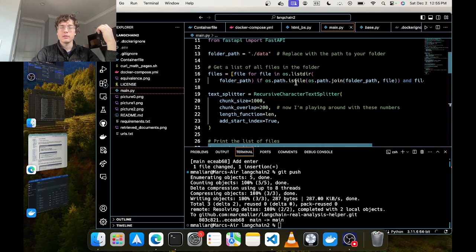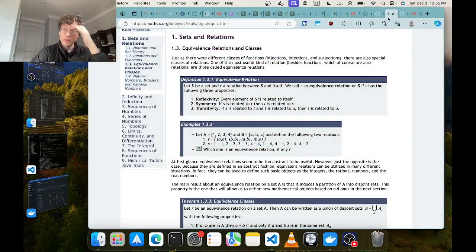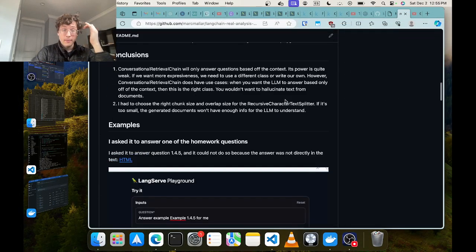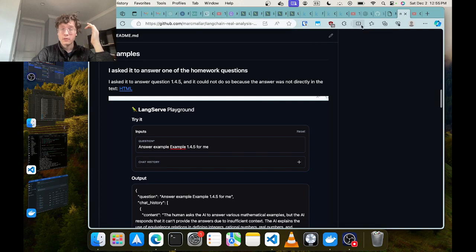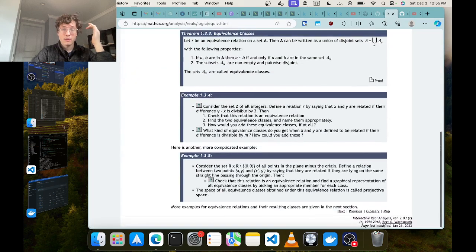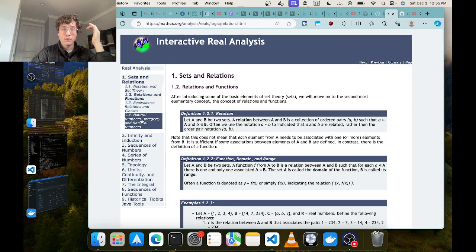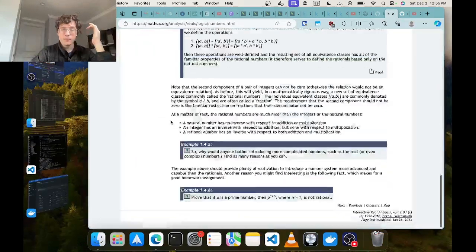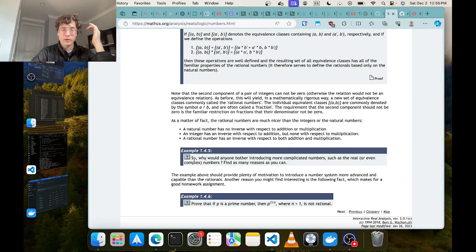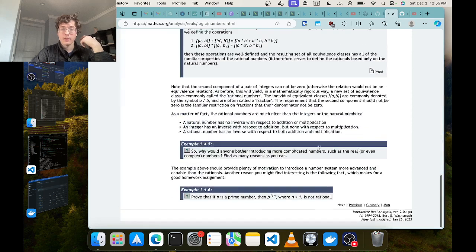So let's look at some of the examples which are generated on my GitHub here. So here I see this 1.4 point right here. I wanted it to answer this question right here: why would anyone bother introducing more complicated numbers, such as the real or even complex numbers? Find as many reasons as you can. The thing about this question is that the answer isn't found in the text, right? It is a homework question from this website, and it's not found in the text.